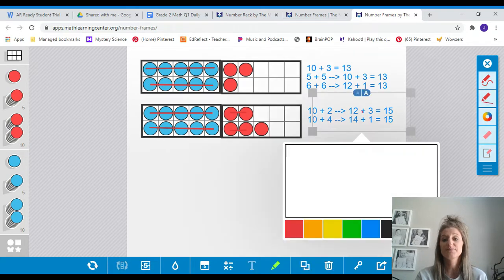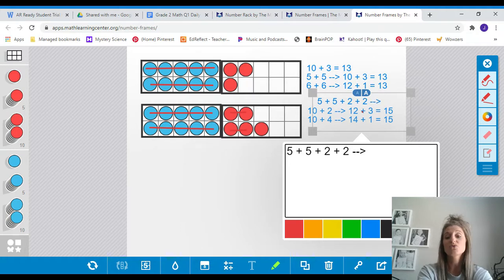And it would look like this. That number sentence would be like this: 5 plus 5 plus 2 plus 2. And without me even separating that out, I bet you can tell me that is 14. But then there was that one little lonely one left, and now we're done with our thinking.